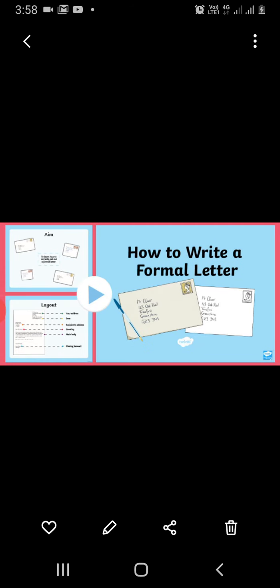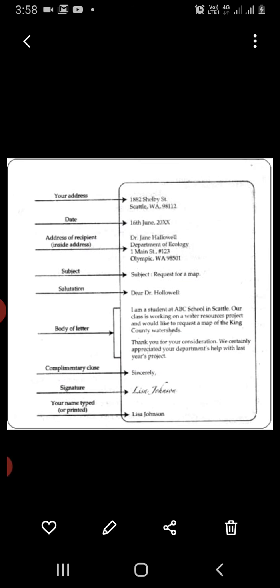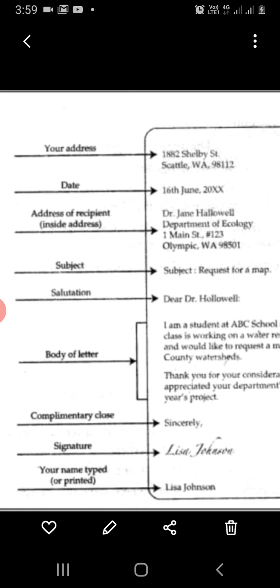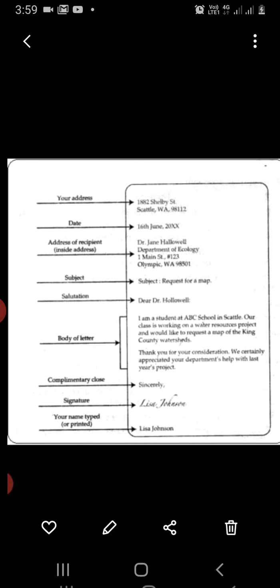So very first I am going to tell you how to write a formal letter. For this you have to apply a format, as you can see in this picture. So what is the format of a formal letter? Very first we will write the sender's address, as you can see in the picture, your address. Your address means sender address. Who is the sender? The person who is writing the letter. So very first we write the sender address.